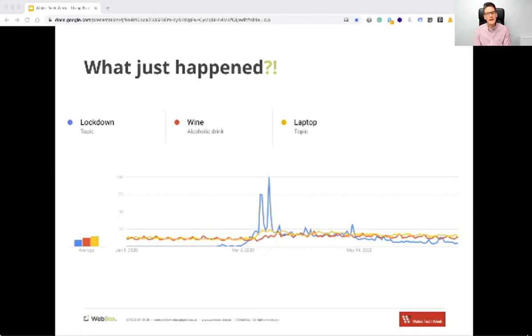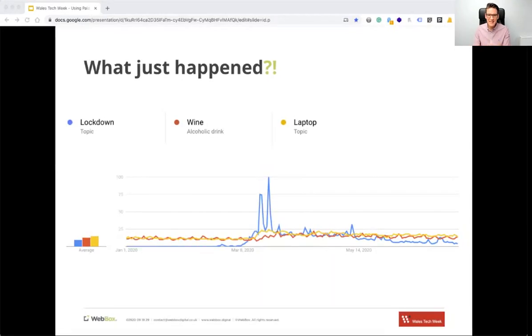And I know at WebBox, we had a new starter in March, and we bought her a laptop to use. But we simply couldn't find a laptop for love nor money. So it kind of makes sense. There was a huge spike in demand. And obviously, we were also having trouble trying to import those parts and products into the UK. So maybe it doesn't come as a surprise, but it's really helpful to inform your campaigns.